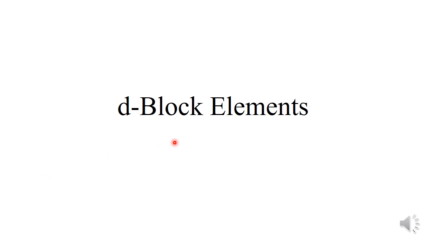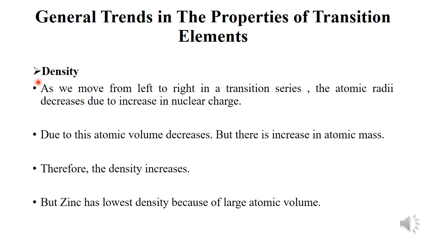Hello students, in the previous lecture we have discussed the d block elements, their general characteristics and the general trends in their properties, that is the atomic and ionic radii, their metallic character and melting and boiling point. So let us start with the remaining properties. So first is the density.